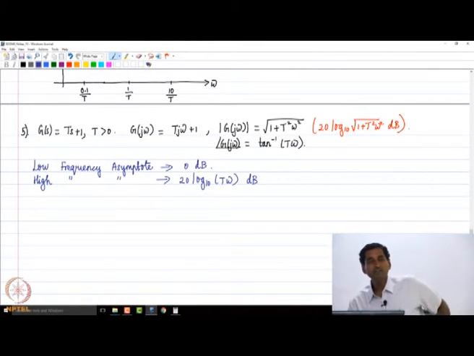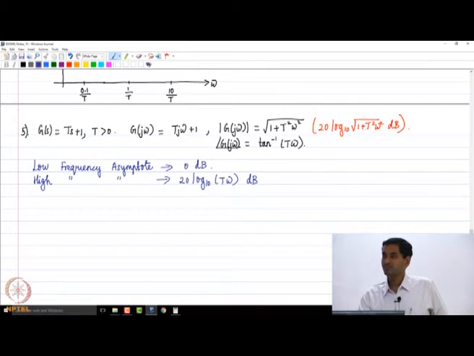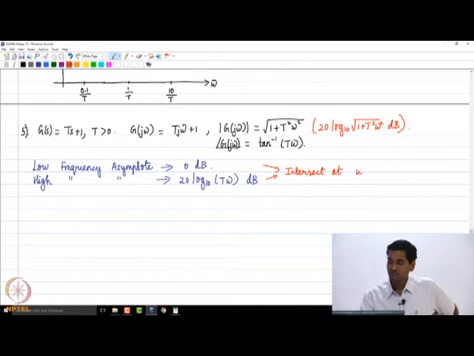Now, when omega is much greater than 1 by capital T, 1 plus T squared omega squared can be approximated as T squared omega squared. Take the square root, you get T omega, that is it. So, you get 20 log of T omega in decibels. Now, where do they intersect? They intersect at omega equals 1 by capital T. So, omega equals 1 by capital T remains the corner frequency. No change in that, this remains the same.